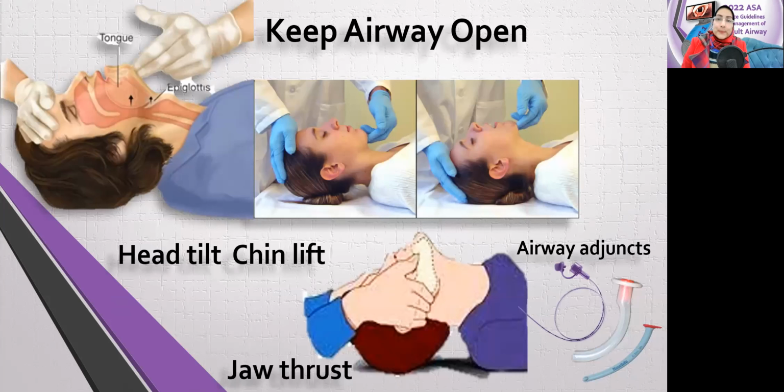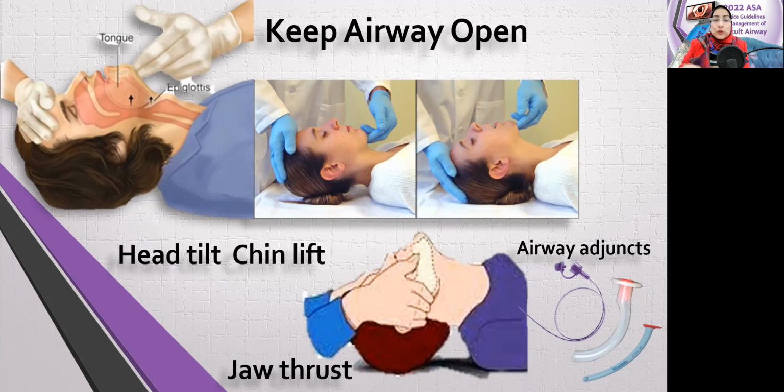How to keep your airway patent? Keep the airway patent by either head tilt, chin lift, jaw thrust, or an airway adjunct. To do head tilt chin lift, one hand presses down on the forehead, and the index and middle fingers of the other hand push the mandible upward, as in the picture.